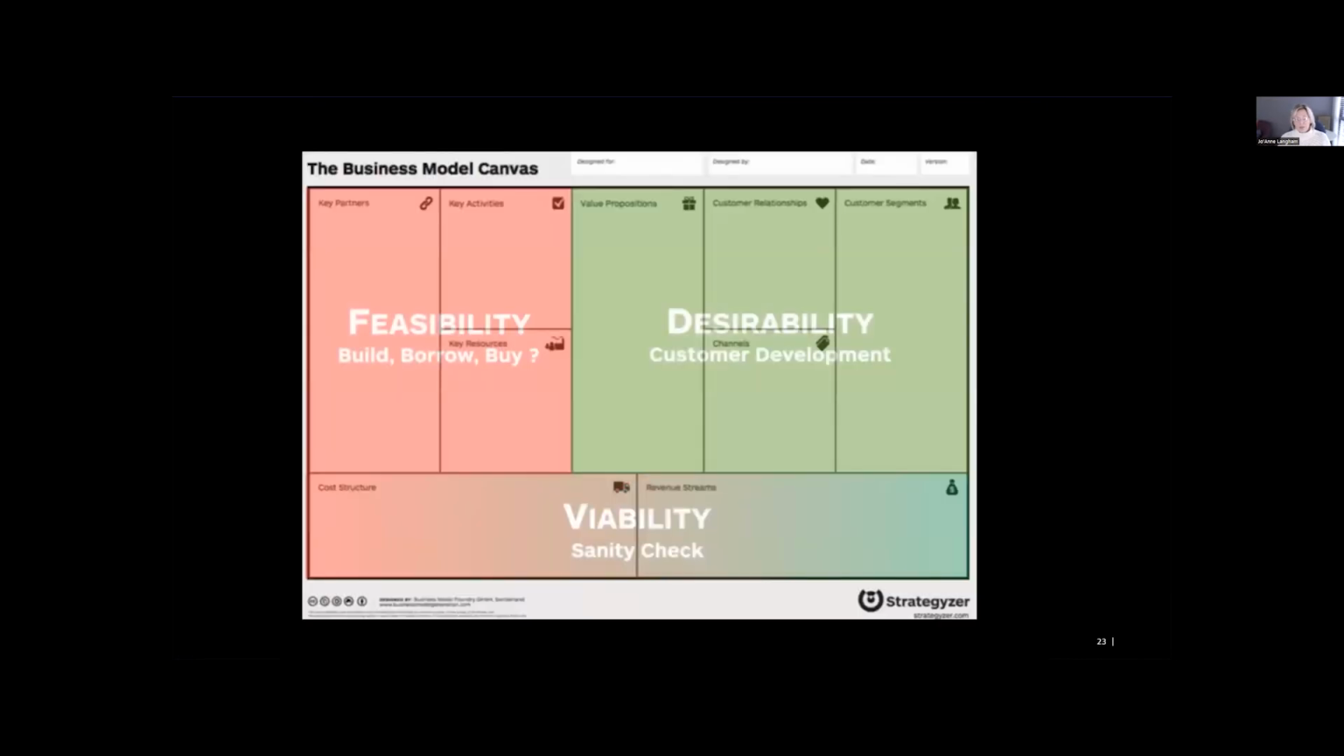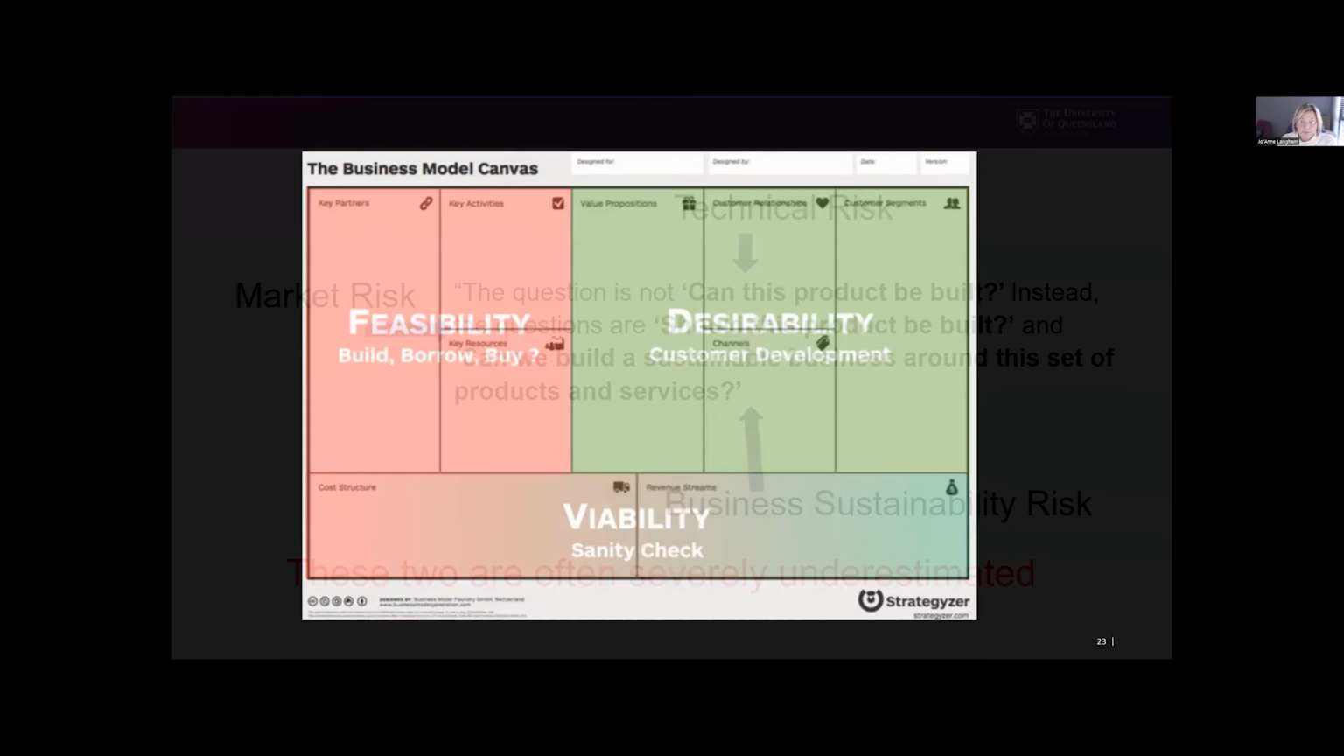Finally, all of these elements come together to address those 3 key elements I know we have talked about previously, which is feasibility, desirability, and viability. These elements are all covered in the business model canvas.